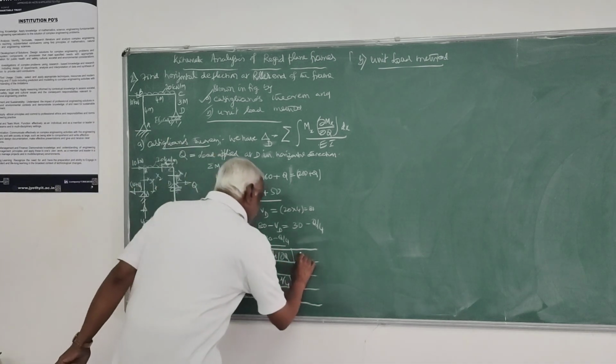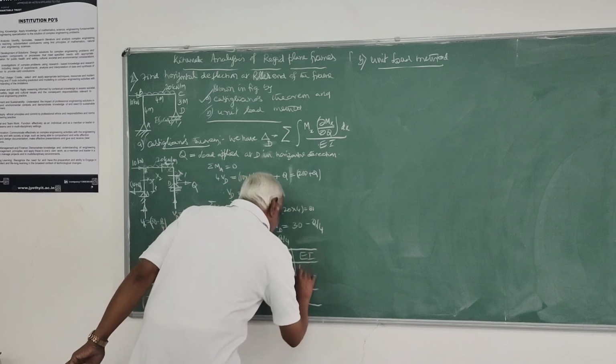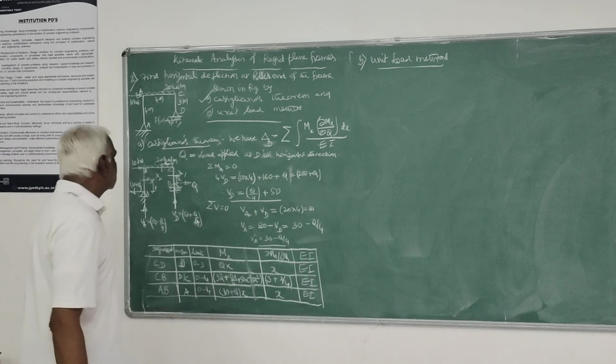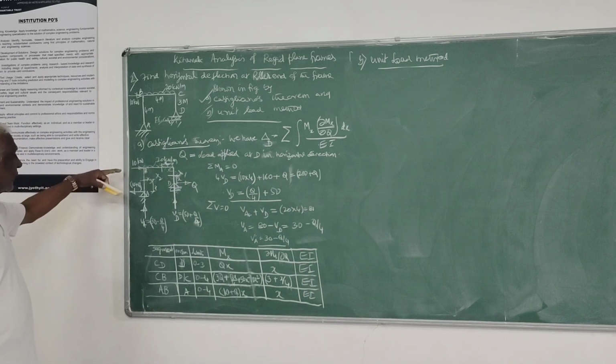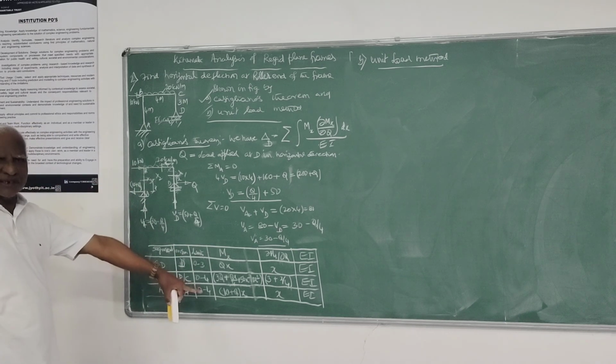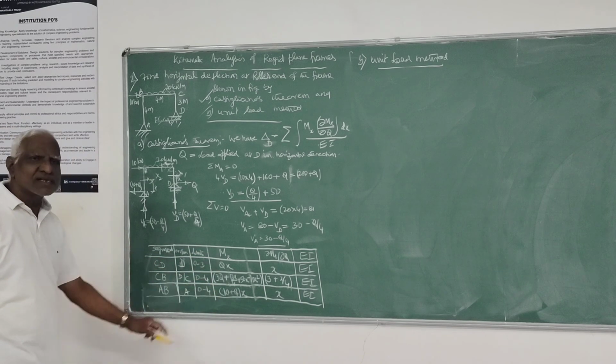Now, EI is constant, we take that outside. If it varied, it would matter only because of this 10 you are getting. Otherwise, if it is not there, you also get this and this will be the same.